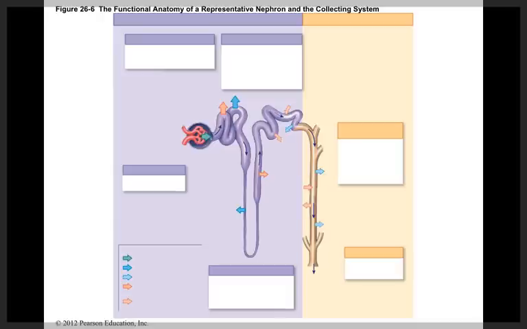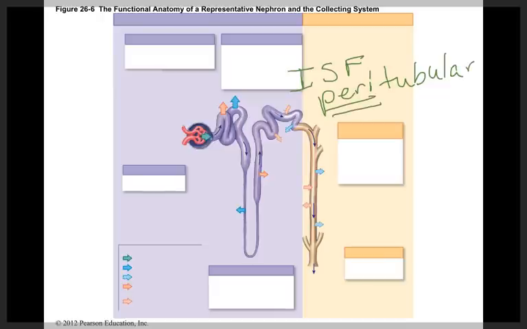Then we get to the distal convoluted tubule here. And a lot of what happens in the distal convoluted tubule is called secretion. Secretion is where we have movement or transport of solutes from the peritubular fluid into the tubular fluid. Well, we've been calling this the interstitial fluid. This is also called peritubular fluid because it is surrounding, or peri, the tubule.